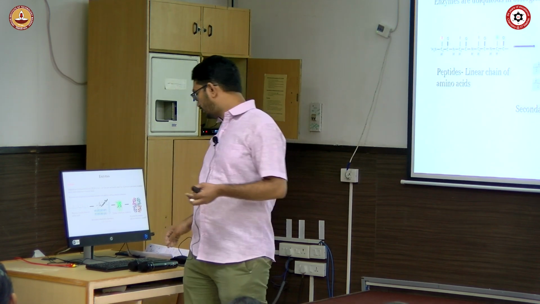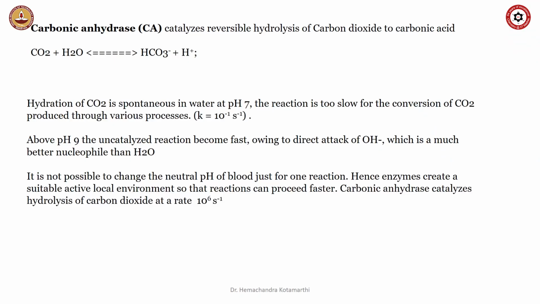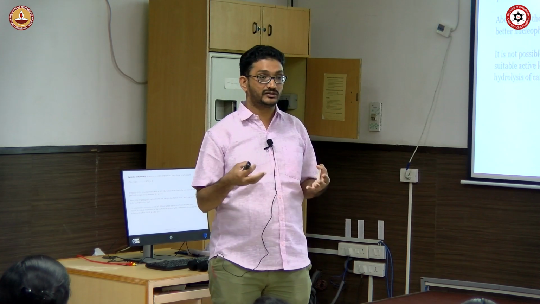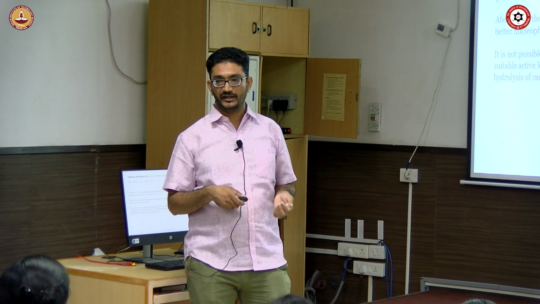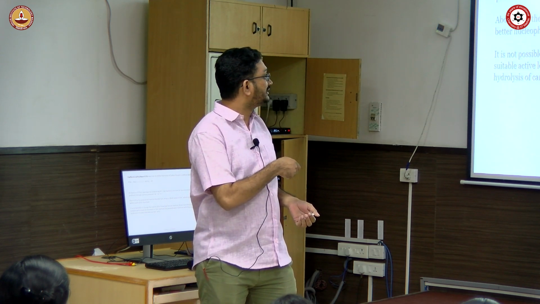Now let me go to the example of carbonic anhydrase. This is the reaction that it is catalyzing. Generally your blood is at a neutral pH, pH of 7. At a neutral pH, all these reactions are spontaneous. So this reaction will proceed, but at a rate of 10 power minus 1 per second. That means it will take around 100 seconds to hydrate 1 carbon dioxide, which is very slow for the amount of carbon dioxide that we inhale. But this is at pH 7.